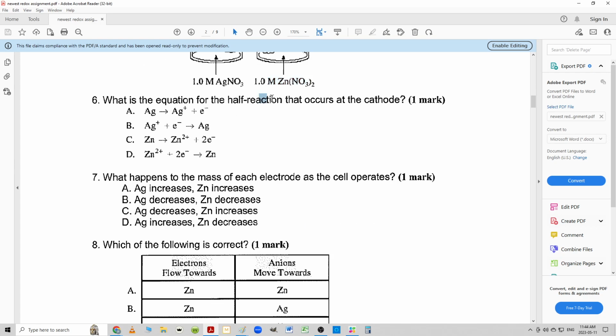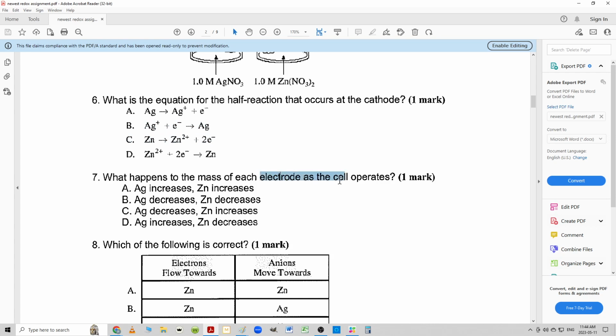Write an equation for the half reaction. Okay, yeah, that's that way. And then the zinc is going to lose 2 electrons. This is not an oxidation, that's a reduction. This is also a reduction. So this is not correct. This is correct. Ag will grab an electron, become solid. Zinc will lose 2 electrons and become an ion in solution.